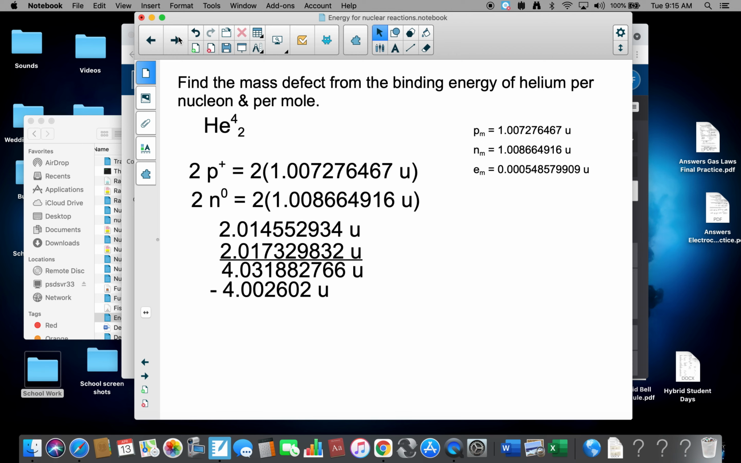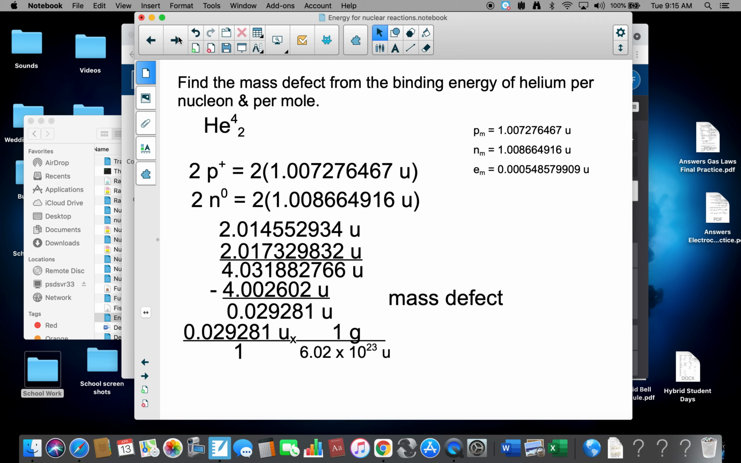But if we look at a periodic chart, we see the mass of a nucleus of helium is 4.002602 u. So the difference there is 0.029281 u. That's my mass defect, okay? Take that value, and I want to convert it to grams. I use Avogadro's number, 6.02 times 10 to the 23rd u is 1 gram.